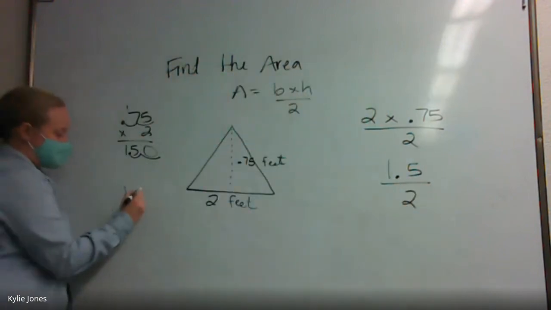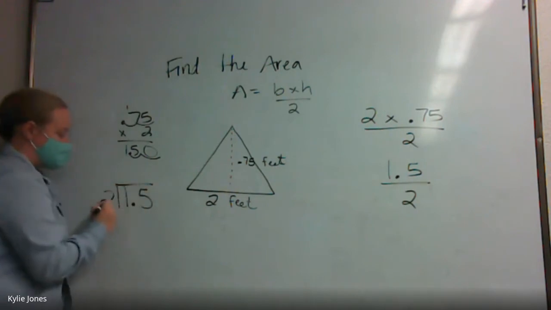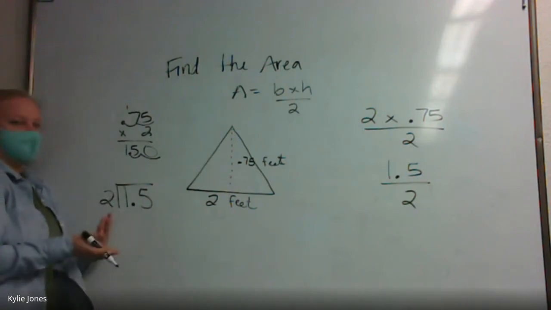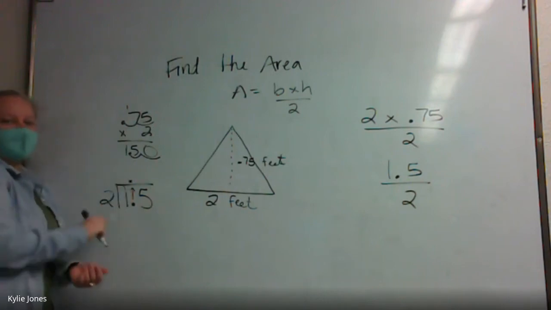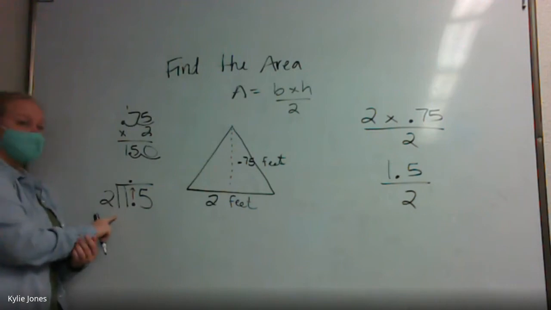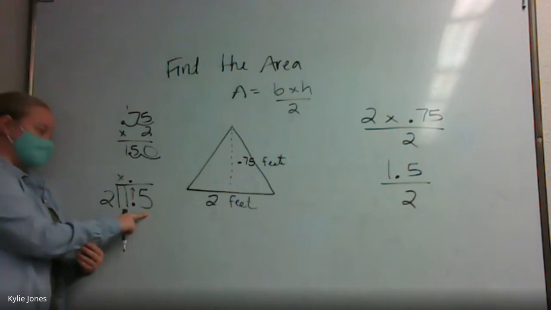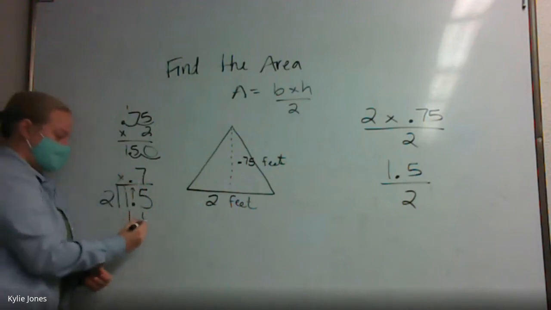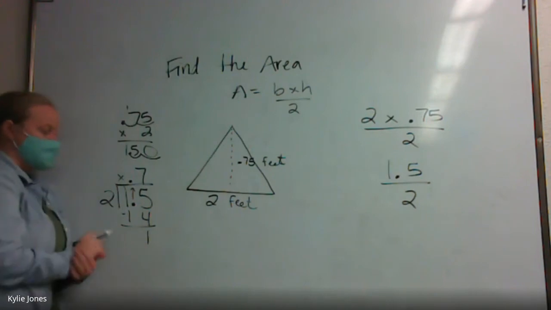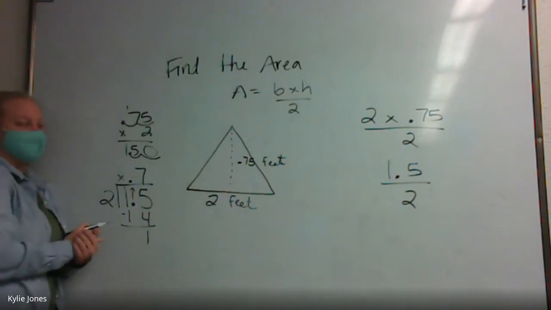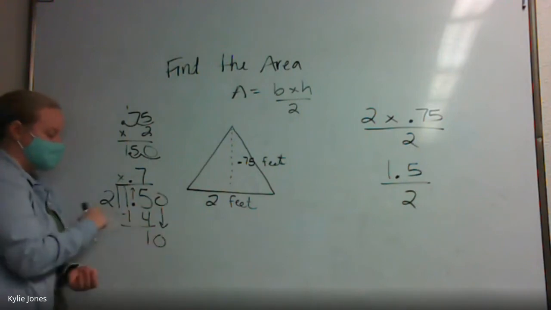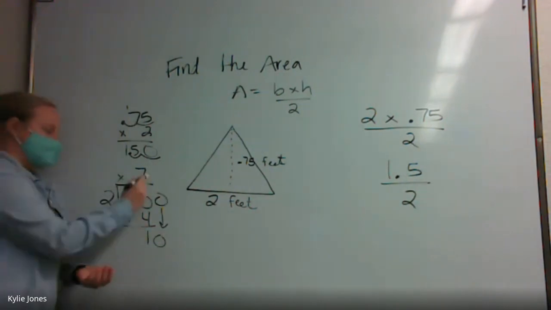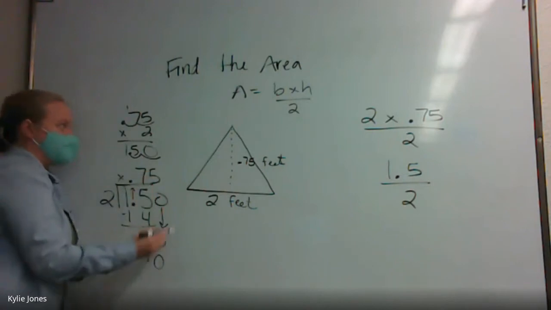Let's do that. 1.5 divided by 2. There's no decimal to move, but we do have a decimal in our problem, so we just need to bring it straight up. Does 2 go into 1? No. Does 2 go into 15? Yes. How many times? 7. So 14. We get a 1. Am I done? No. What should I do? Put a 0 behind that 1. Good. Add a 0. Drop it down. Does 2 go into 10? Yes, 5 times evenly. So our area is what?